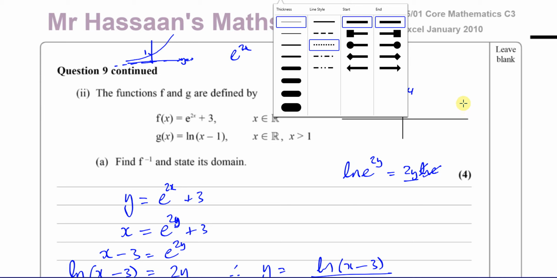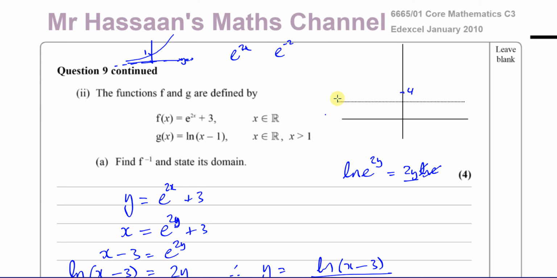So you're going to have an asymptote at y equals 3. The graph will look something like this. It goes through 4 and it's going to go steep. This is y equals e to the power of 2x plus 3. So we can see that its range starts from just above 3, and never touches y equals 3.